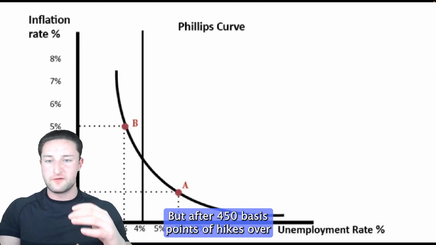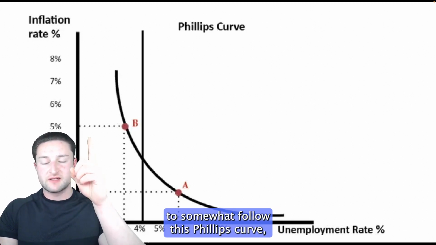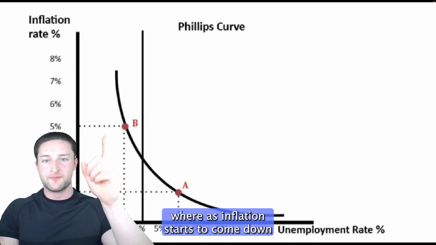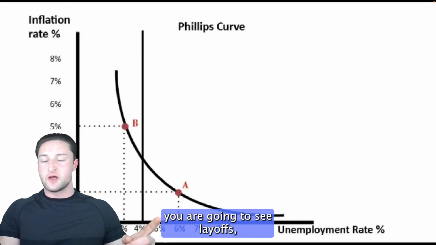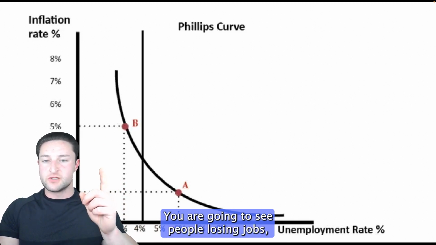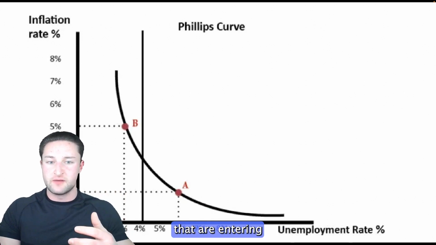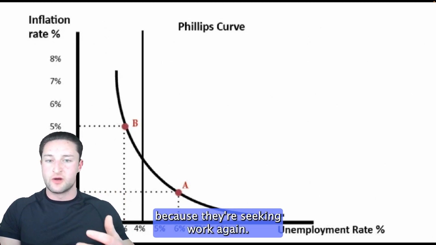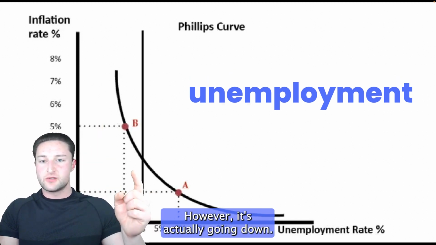But after 450 basis points of hikes over the course of last year, the Fed expected things to somewhat follow this Phillips curve, where as inflation starts to come down to reach their target goal, you were going to see layoffs. You were going to see people losing jobs, people retired, having to re-enter the workforce that are entering, now unemployed again because they're seeking work again. They expected unemployment to go up. However, it's actually gone down.